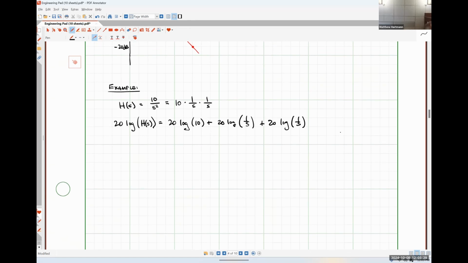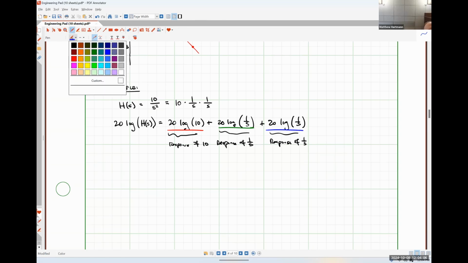So let me just put it down here. This is the response of 10. Here's a response of 1 over S. And over here is another response of 1 over S. So I'm going to do this guy in red, this guy in green, this guy in blue, and then the total of them, I'll put it in purple.